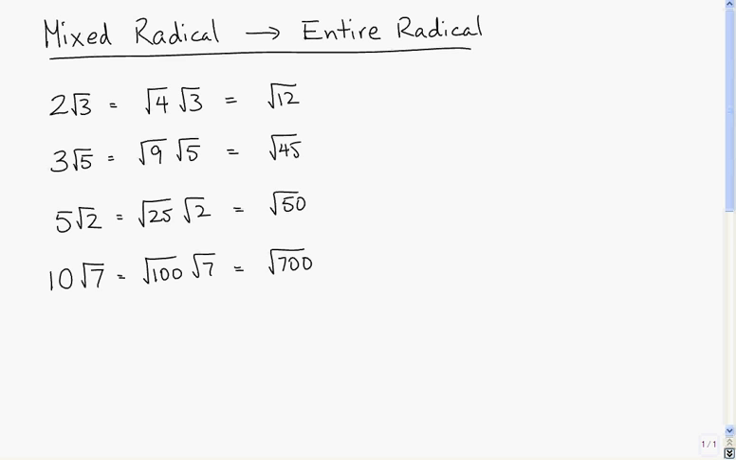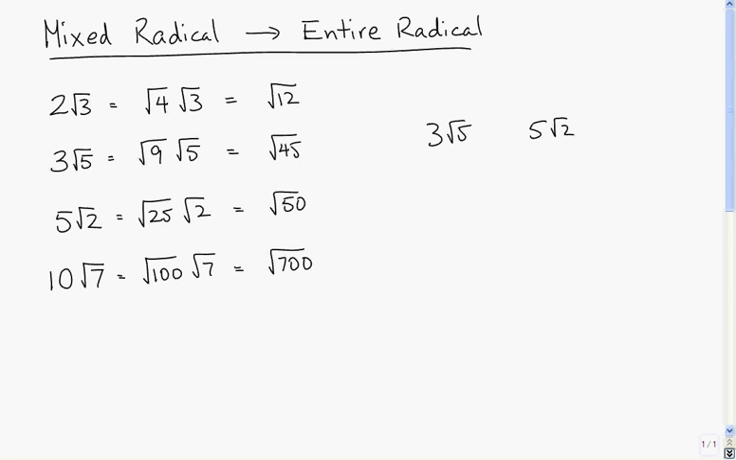Now, quite frankly, there's not a lot of point in doing this. One of the only applications I can think of where you really want to create an entire radical is when you have to compare two mixed radicals and you don't have a calculator. So it might be a little bit difficult to judge, for instance, which is bigger, 3 root 5 or 5 root 2. Because unless you have a really good idea of how big root 5 is or root 2 is, you're not necessarily going to be able to do this without a calculator.